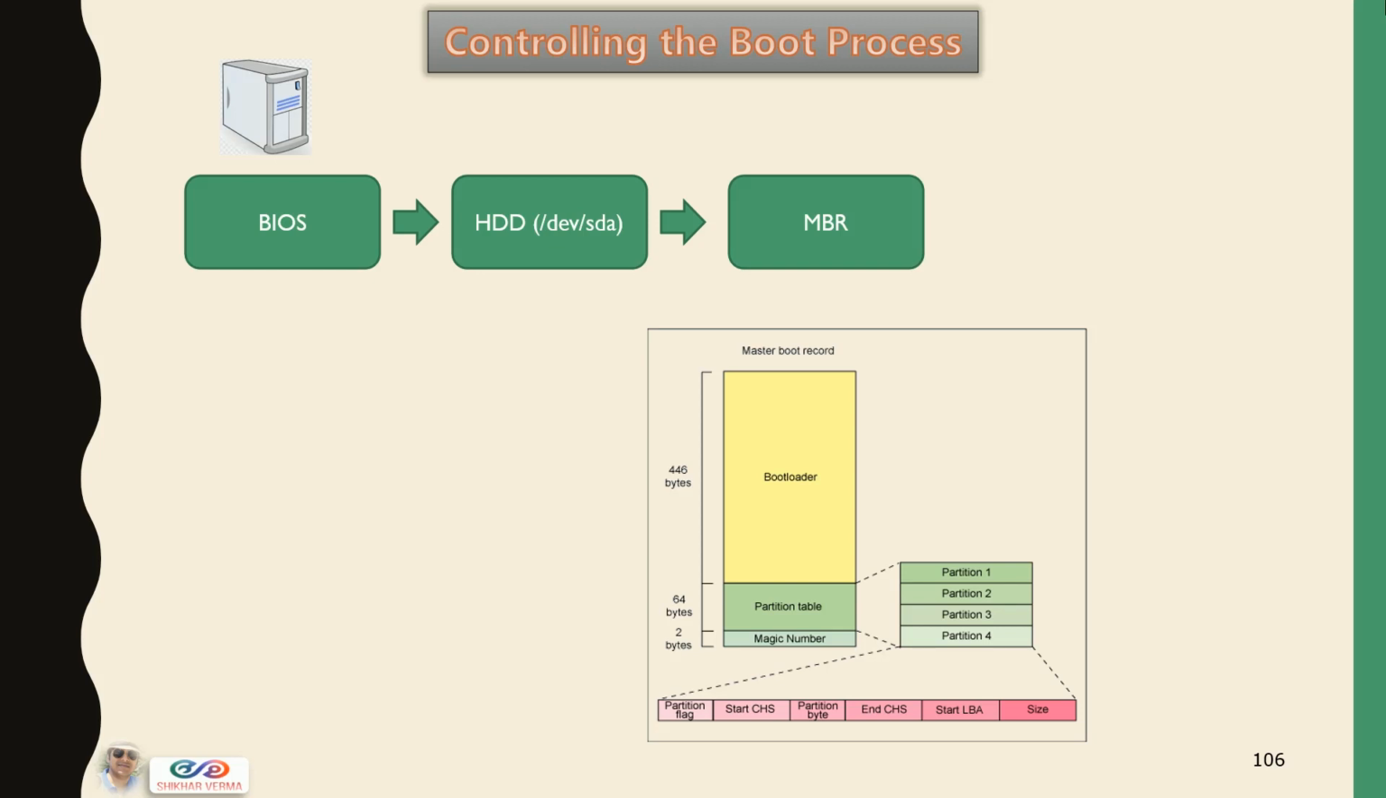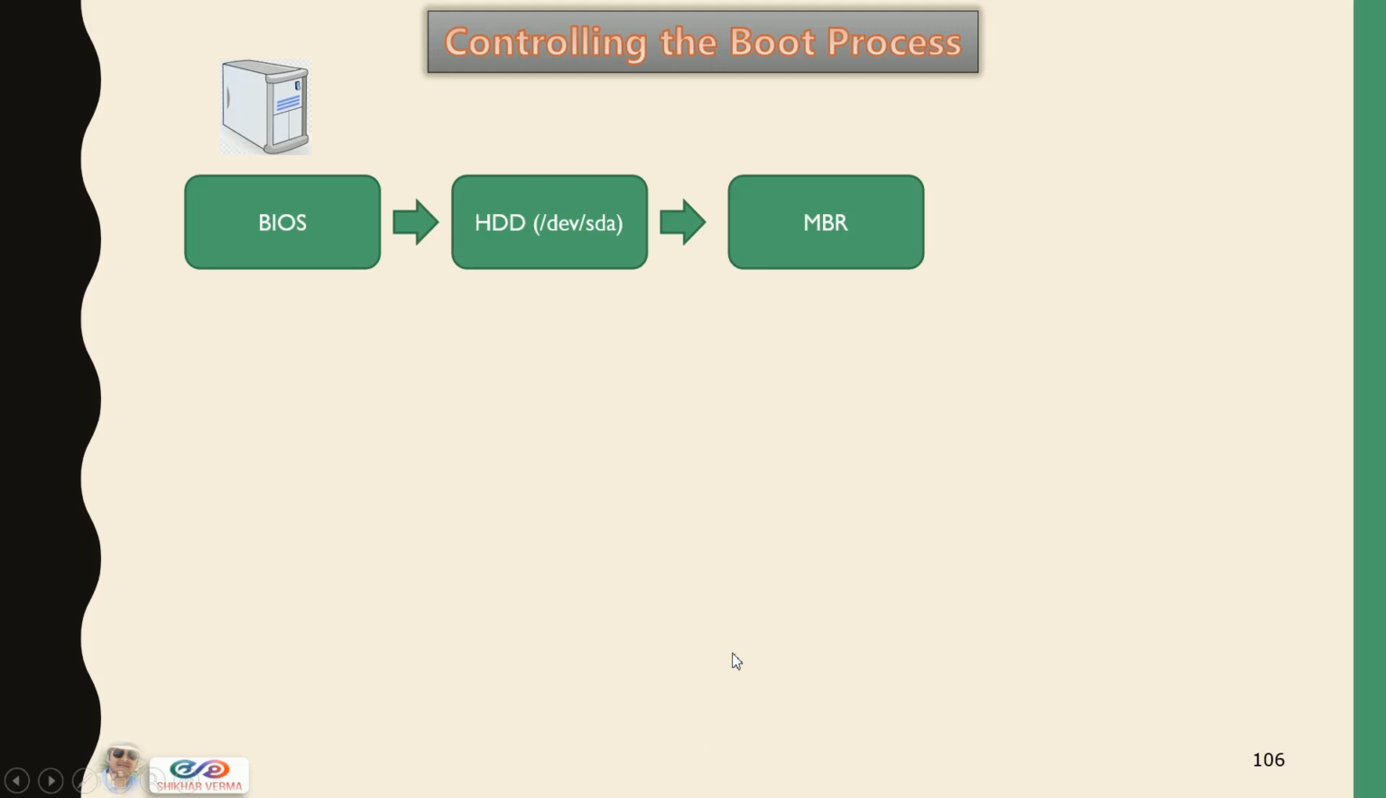I have segregated these 512 bytes. The first 446 bytes are for the bootloader, or we can say the primary bootloader, and the next 64 bytes are for the partition table, and the rest is for the magic number, that is for the error detection. If you have any issue with the MBR, then this will help you.